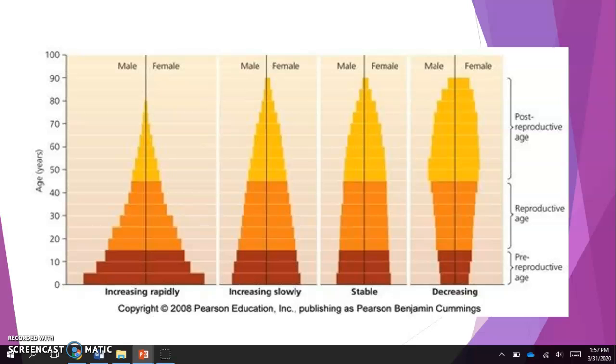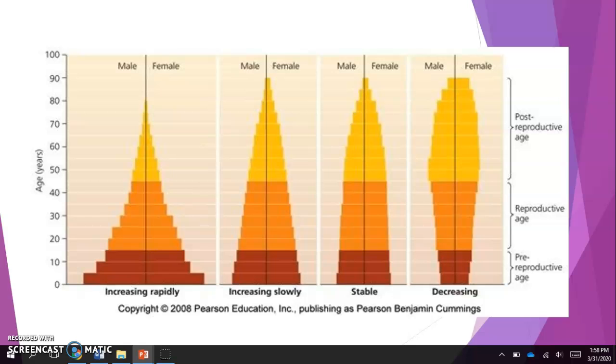An increasing slowly population is in the middle, the second one from the left, and it still follows that kind of pyramidal shape. It's just that this country is probably in transition to being more developed. Women are having fewer children, so there's not as much of a population boom.